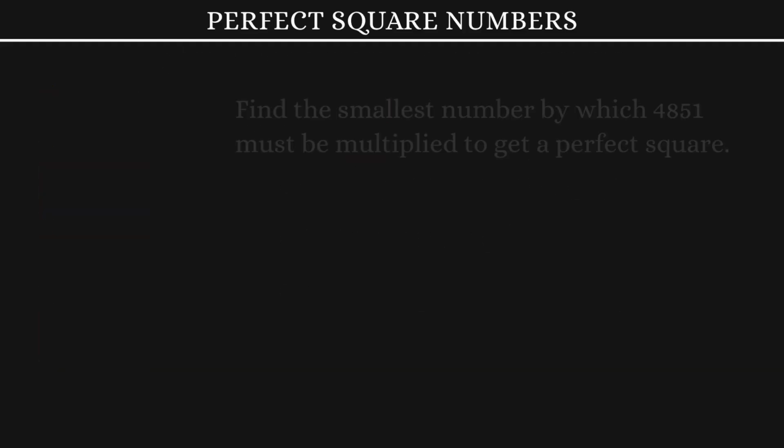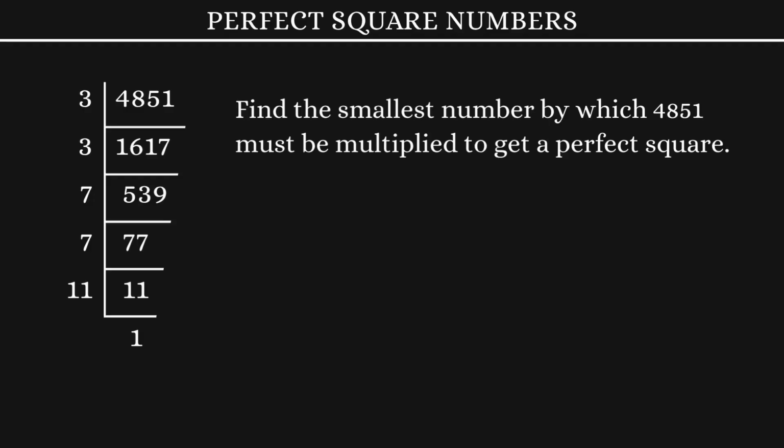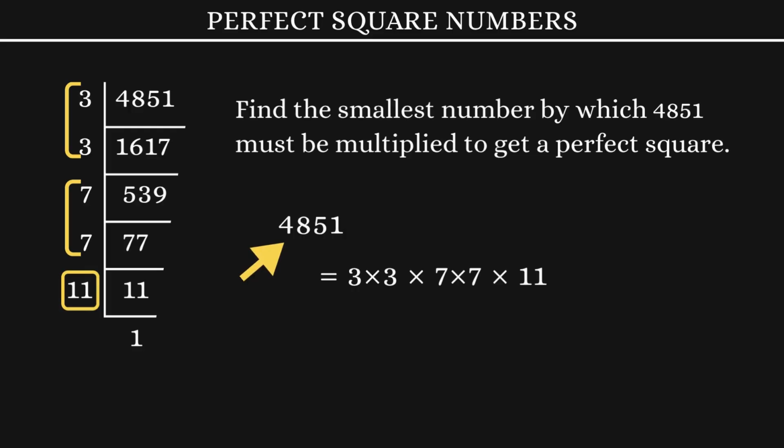Now let's try to solve this question. Find the smallest number by which 4,851 must be multiplied to get a perfect square. As usual, we'll start with prime factorization. Here we can see that we have a pair of 3 and a pair of 7. But 11 is only a single factor. So this number, 4,851, is not a perfect square number.